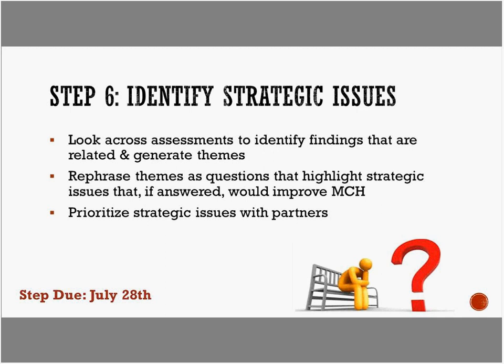So step six, you'll identify strategic issues. In this step, you'll look across your assessments to identify findings that are related and generate themes. You'll rephrase themes as questions that highlight strategic issues that, if answered, would improve maternal child health, and you'll prioritize strategic issues with your partners. So, again, this is about finding themes in your data and identifying your priorities, and I said the deadline wrong, didn't I? So the deadline for steps 4 and 5 is June 23rd. The deadline for step 6 is July 28th.